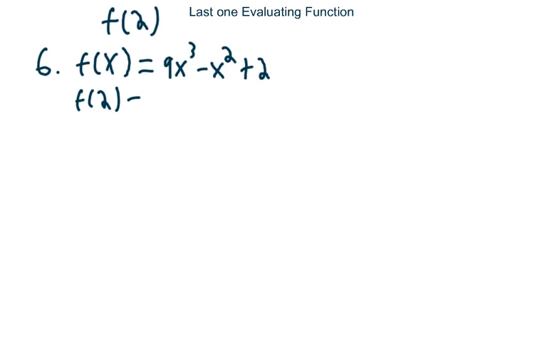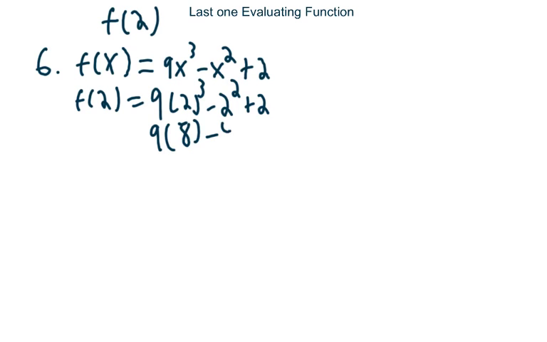f of 2 equals 9 times 2 cubed minus 2 squared plus 2. 9 times 2 cubed, which would be 8. Subtract that by 4 plus 2. 72 minus 4 plus 2, which would be 70.